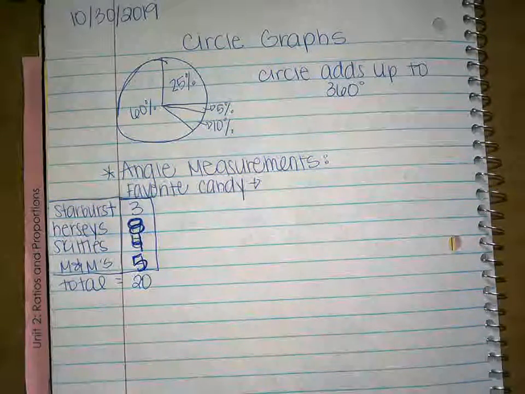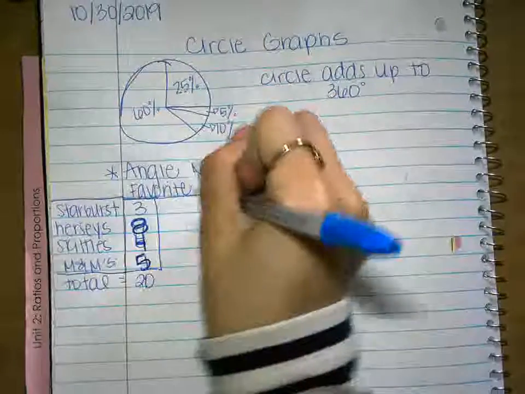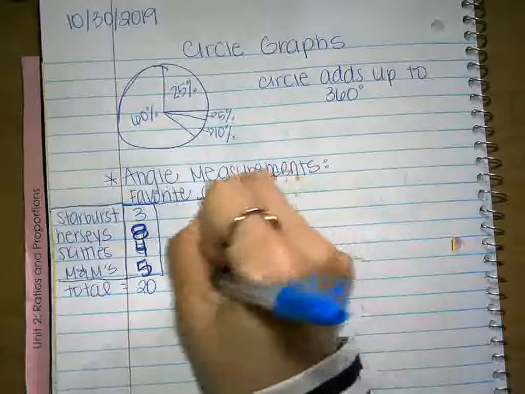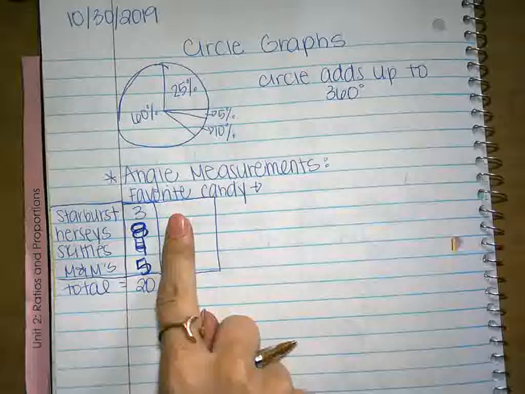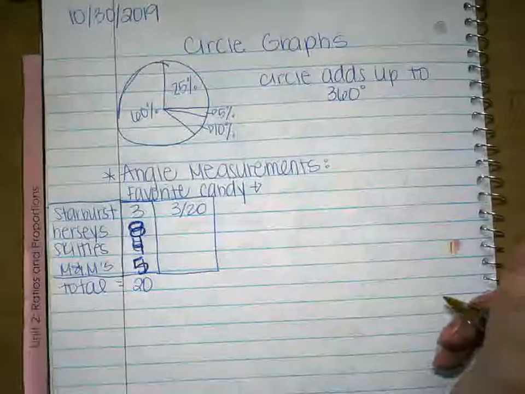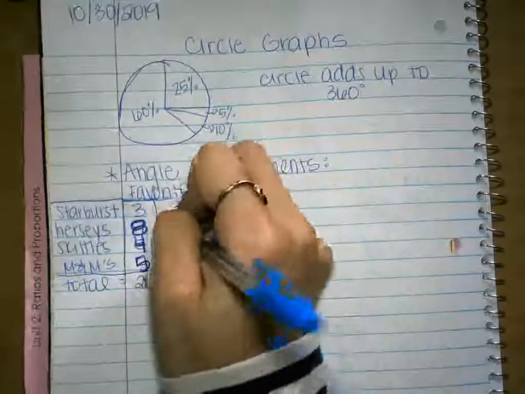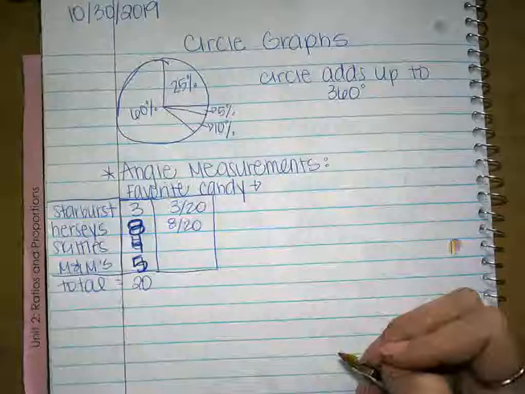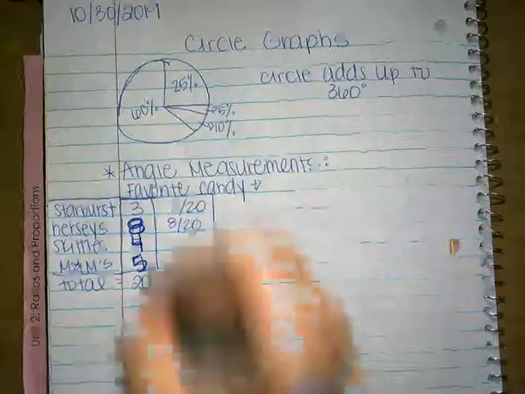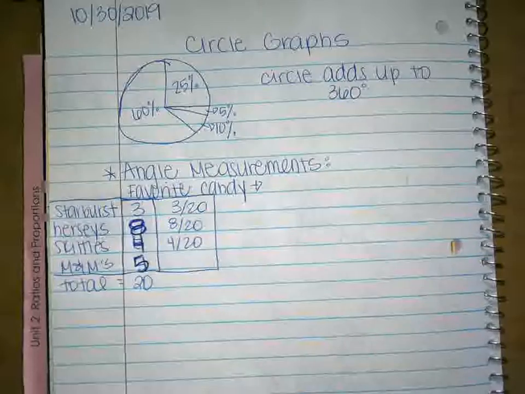Okay, once you figure that out, you write your fractions. So I just told you our fractions, right guys? So what's the fraction for Starburst? 3/20. What's the fraction for Hershey's, everyone? What's the fraction for Skittles, everyone? What's the fraction for M&M's?